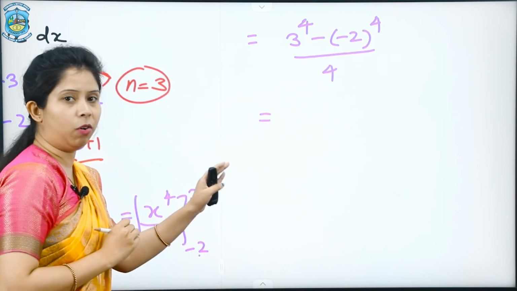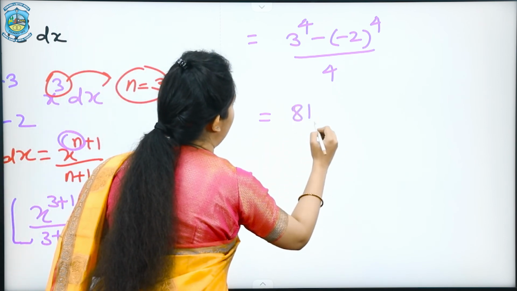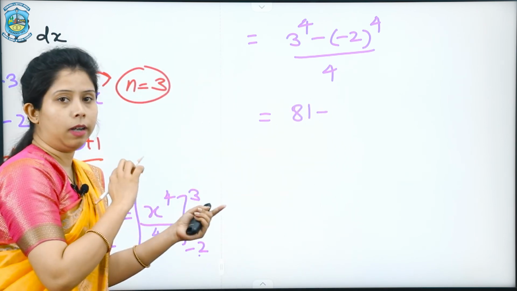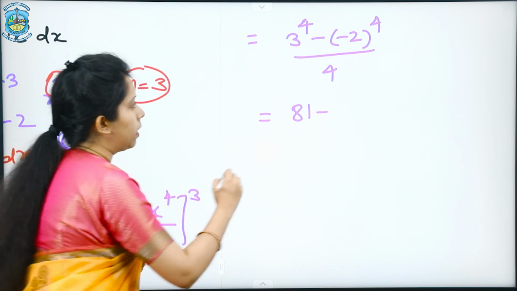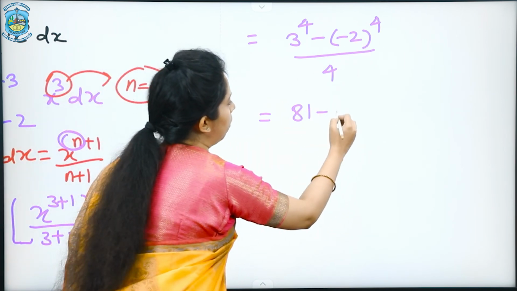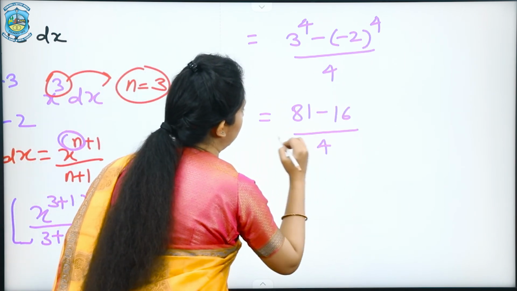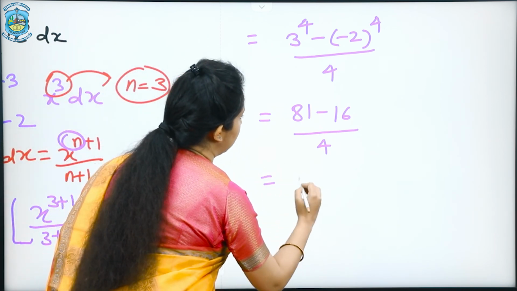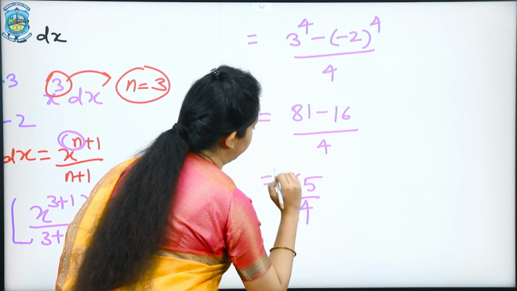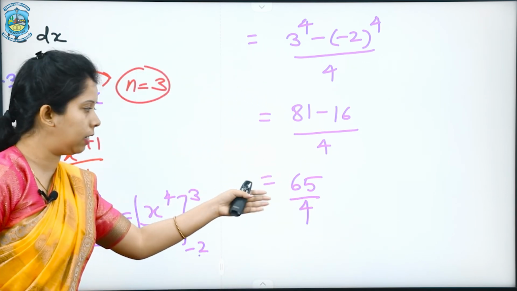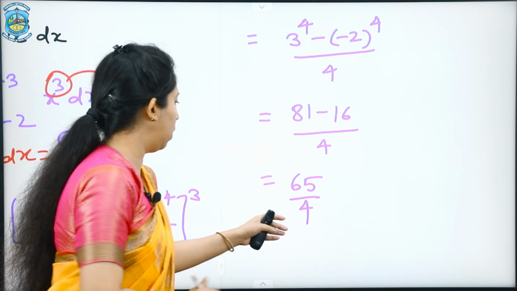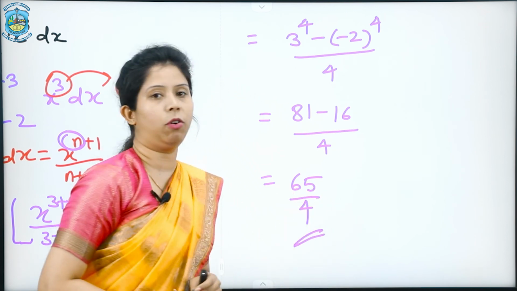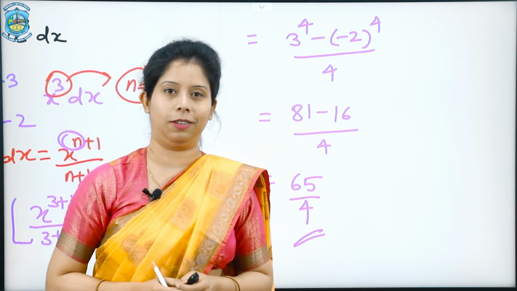3 raised to the power 4 is 81. So 81 minus of negative 2 raised to the power 4, which will become positive, and 2 raised to the power 4 is 16, divided by 4. So on simplifying it, we will get 65 divided by 4. So we can give the answers in decimals also, but this will be okay for us. 65 by 4 is the value of the integral.